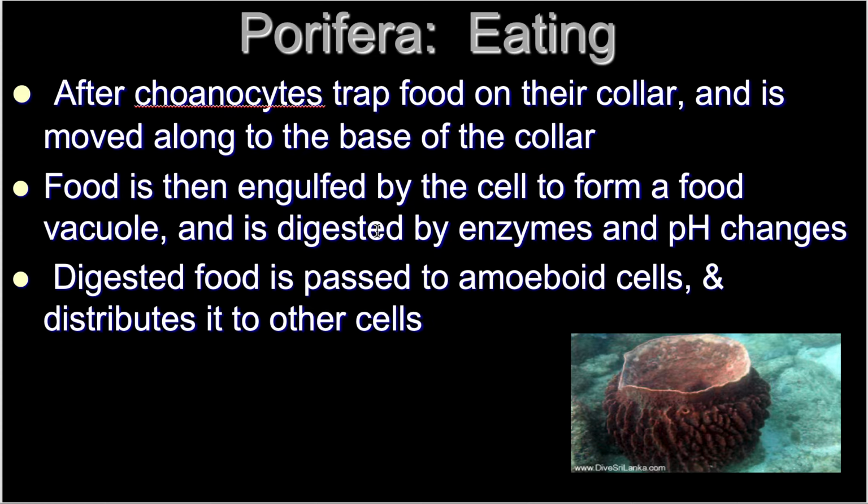And so then the digested food is passed on to amoeboid cells, and then it's distributed to the other cells. So these collar cells trap the food, they take it in, they break it down, and then one cell after the next spreads it around and shares the nutrients from the food.